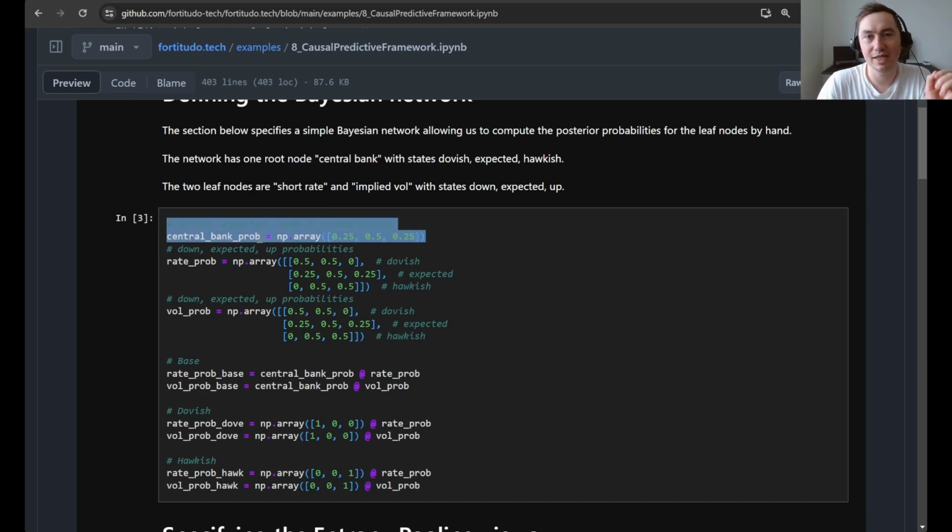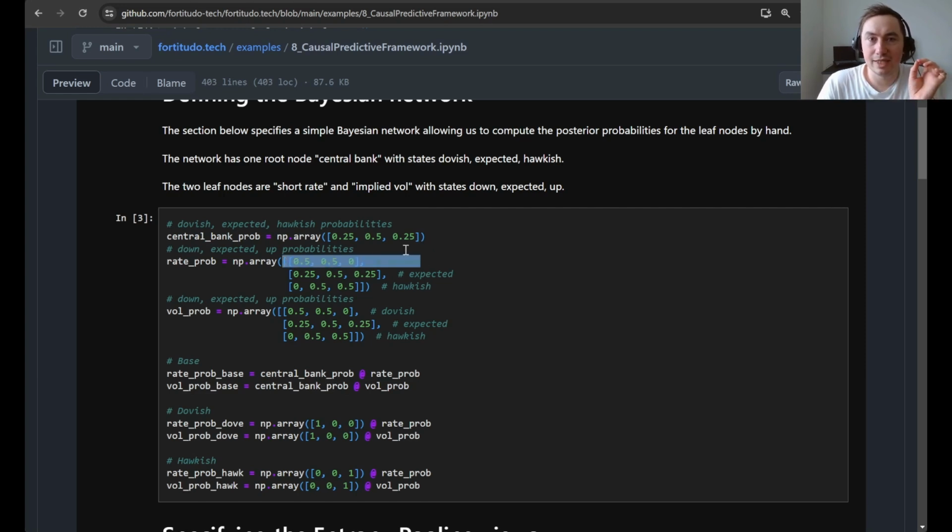All right, so in this case, we only have one root node, and this is the central bank one. So basically, we assume that the central bank can be either dovish, act as expected, or hawkish. You would have to specify what this means in terms of the risk factors afterwards. But first, we specify the causal structure. So these are the three states for the central bank.